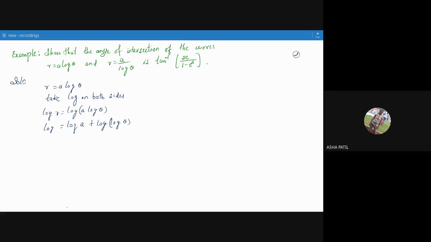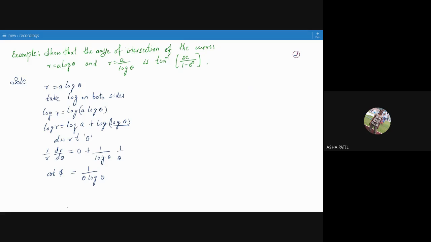Now we'll go for differentiating this with respect to theta. Derivative of log r is 1 by r, again r is differentiated with respect to theta. Log a is constant, derivative is 0, plus derivative of log theta. It is 1 upon log theta into again the derivative of log theta, it is 1 upon theta. So what we have is cot phi is equal to 1 divided by theta log theta.